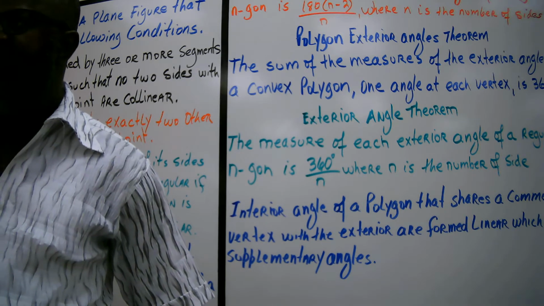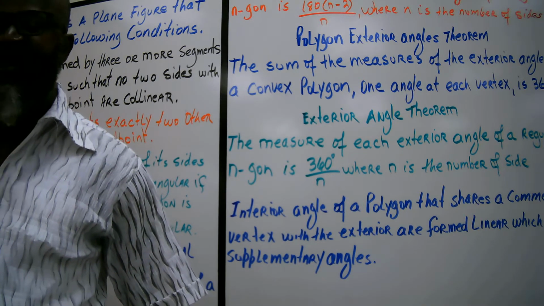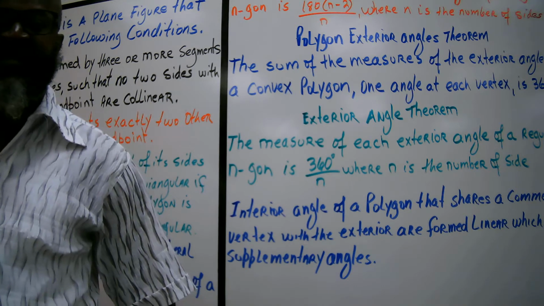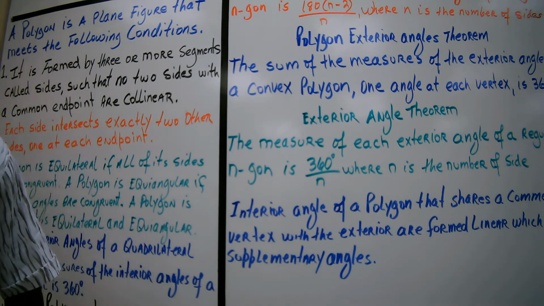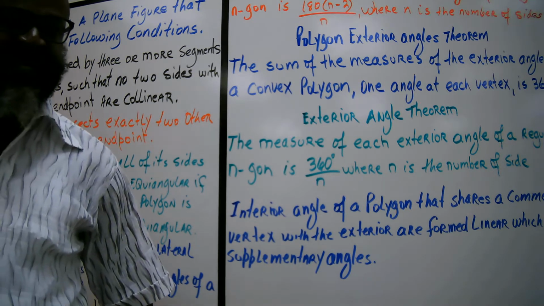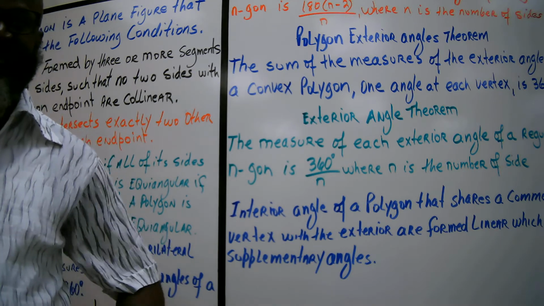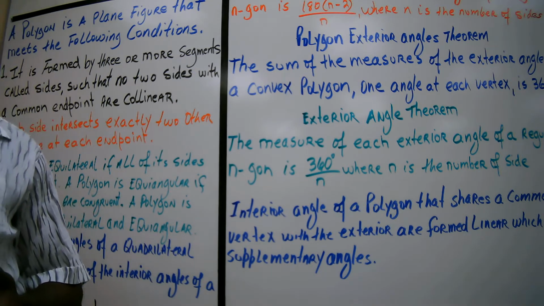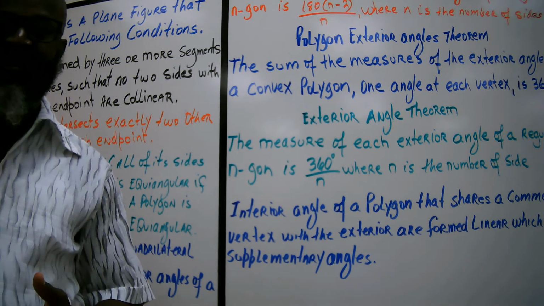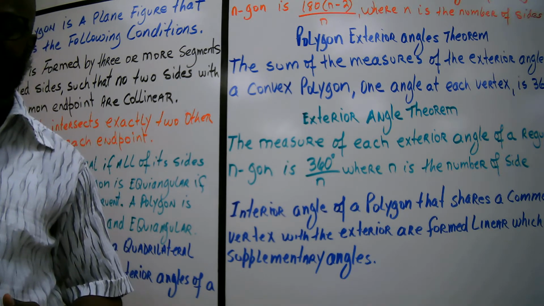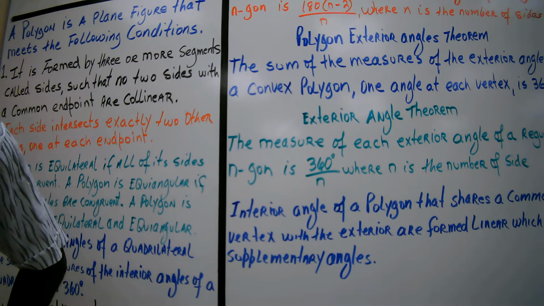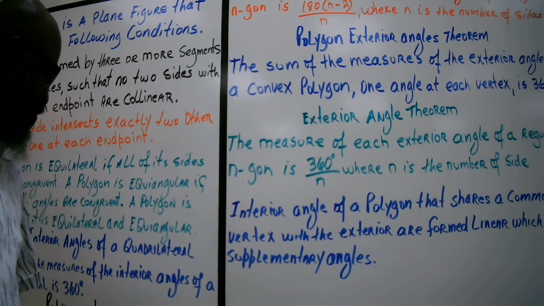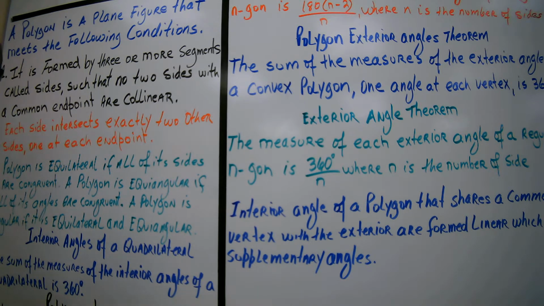Quadrilateral. Remember that a quadrilateral is classified as a four-sided polygon. So the sum of the interior angles of a quadrilateral is 360. It doesn't matter if it's a square, a trapezoid, isosceles trapezoid, rectangle, parallelogram, rhombus, or diamond. All of those measures will add up to 360. Be aware of that.